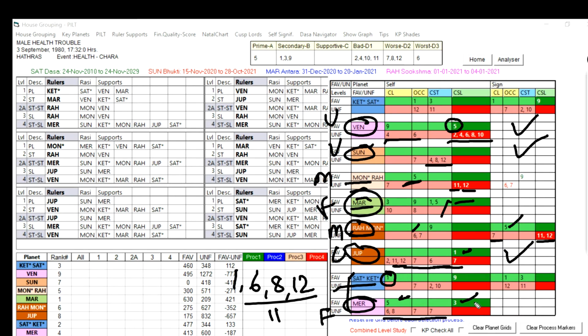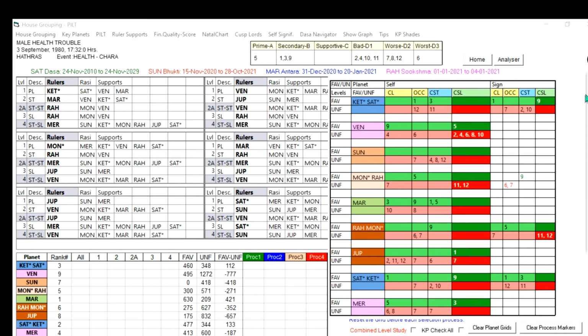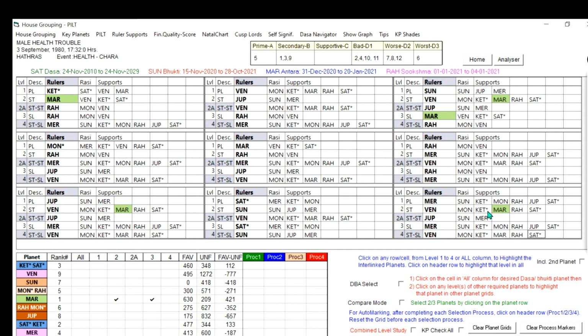So we have to check the planets which are having these. First, what we can do is look at the planets which are having this Mars, the favorable key planet, in the star level and sub level. The planets which are having those planets, we can take as supportive. It cannot give completely unfavorable results. So what planets are having this Mars in the second and third level? We can give a green color for the indication.